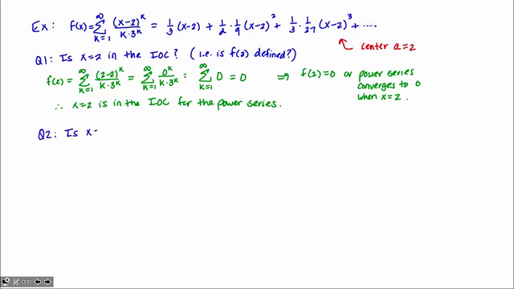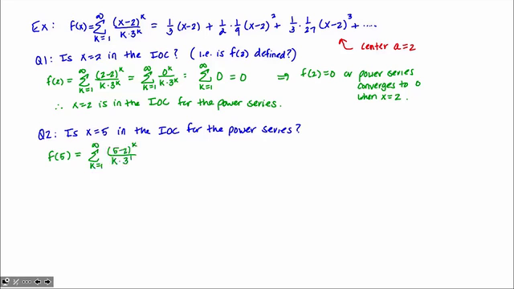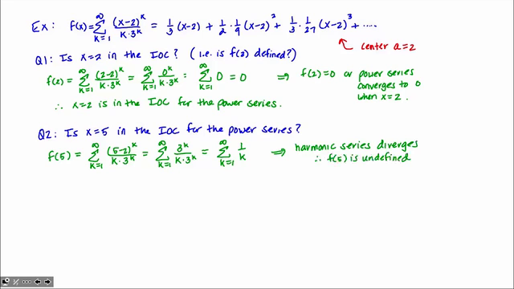So next, let's ask the question, is x equal 5 in the interval of convergence for the power series? This is the same as asking, what is f of 5, which we can find by evaluating our power series at x equals 5. Simplifying, we get 3 to the k in the numerator, and by canceling, we see we get the harmonic series 1 over k. And we know that the harmonic series diverges, which tells us that f of 5 is undefined. In other words, no, x equals 5 is not in the interval of convergence for our power series.